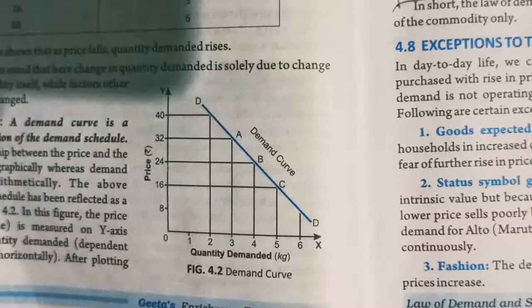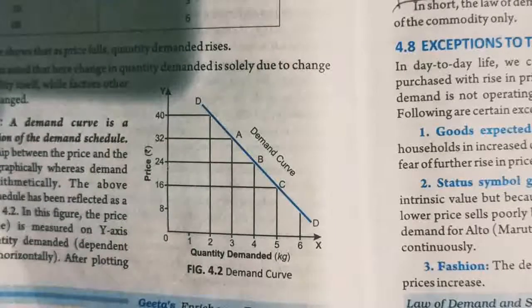So those who have your textbook, you can turn it to page number 38. First, we will discuss what is a demand curve. Demand curve is a graphical representation of a demand schedule. Now demand curve slope downward from left to right because of inverse relationship between price and quantity demanded. Inverse means opposite to each other.